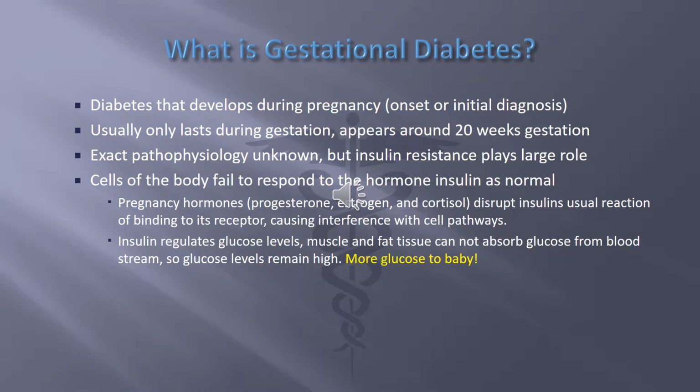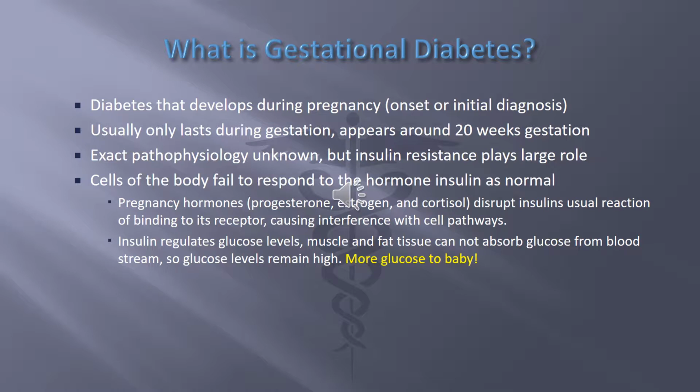What is gestational diabetes? It is diabetes that develops during pregnancy, either onset or initial diagnosis. It usually only lasts while the mother is pregnant, or during gestation. It appears around 20 weeks gestation. The exact pathophysiology is unknown, but insulin resistance plays a large role. The cells of the body fail to respond to the hormone insulin as they normally do.